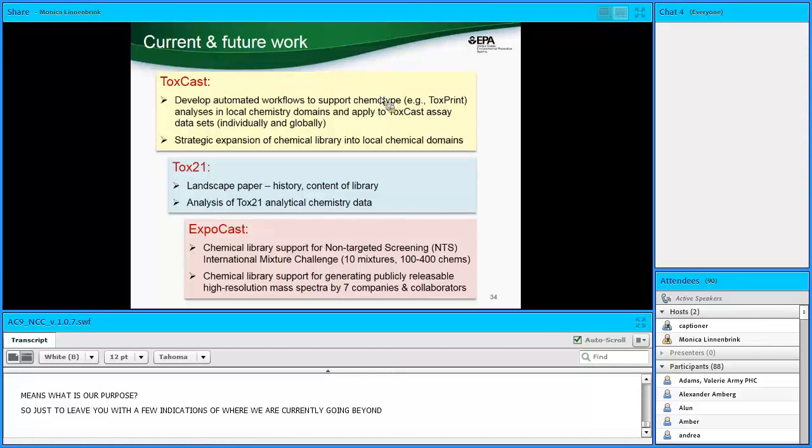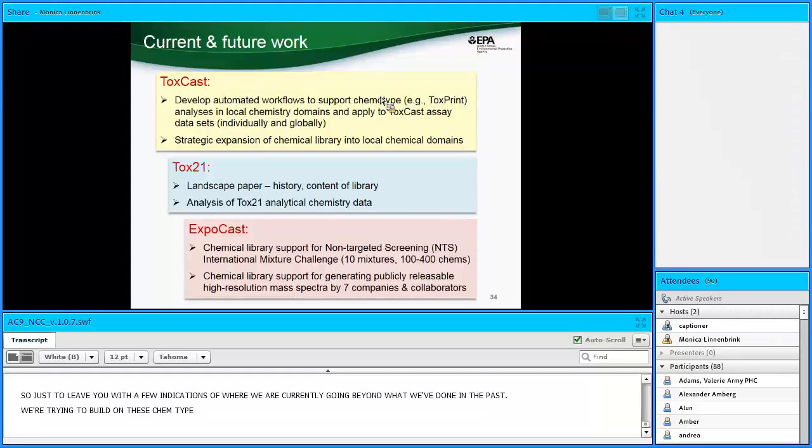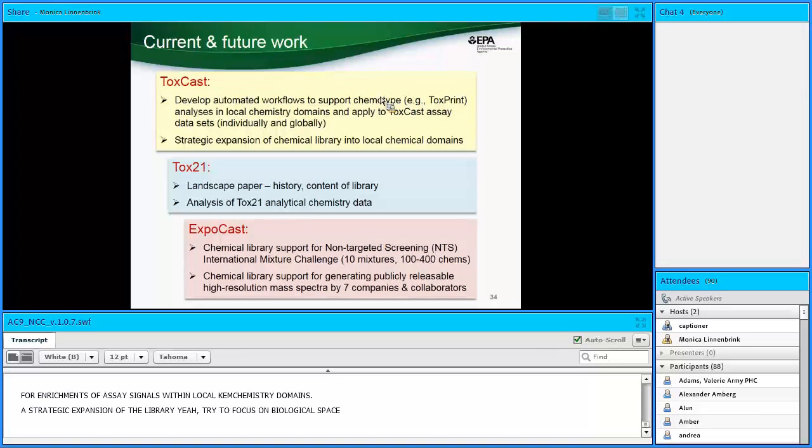So just to leave you with a few indications of where we are currently going beyond what we've done in the past. We're trying to build on these chemotype capabilities to expand the local chemistry domains, to move into the assay space, to begin to look for enrichments of assay signals within local chemistry domains. A strategic expansion of the library as we try to focus in the biological space, and be more selective of which chemicals are being tested, mainly driven by practical financial constraints.